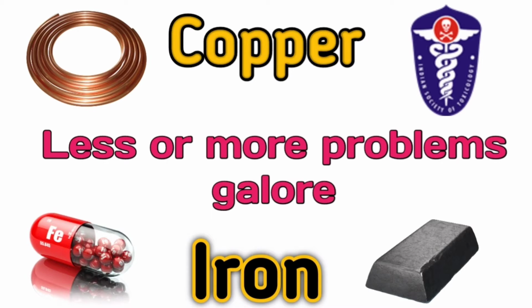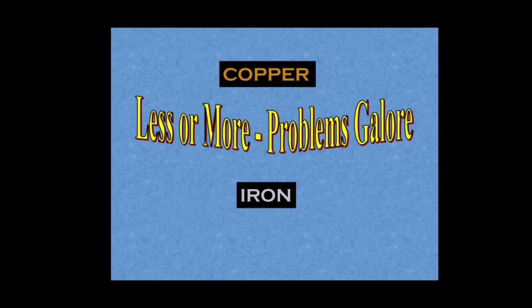In this session, we will take a look at the toxic profile of two heavy metals that are a bit of a problem because whether it is deficiency or excess, each of these two heavy metals will cause problems. We have to be very careful that we don't end up with less than what is required or more than what is required. That is why I have titled this particular episode Less or More Problems Galore. The two heavy metals being copper and iron.